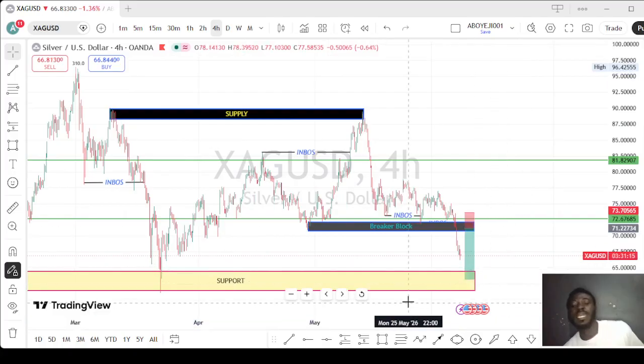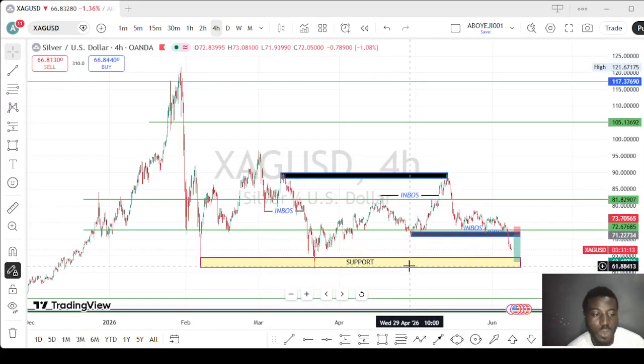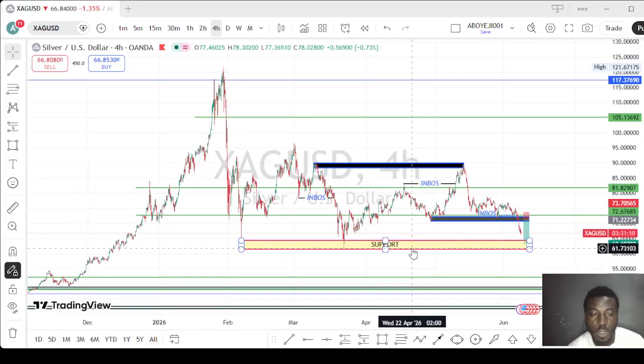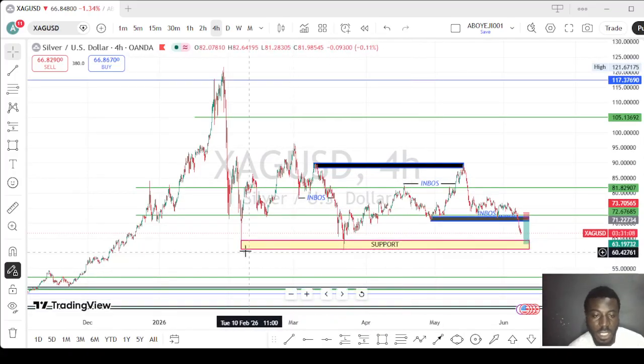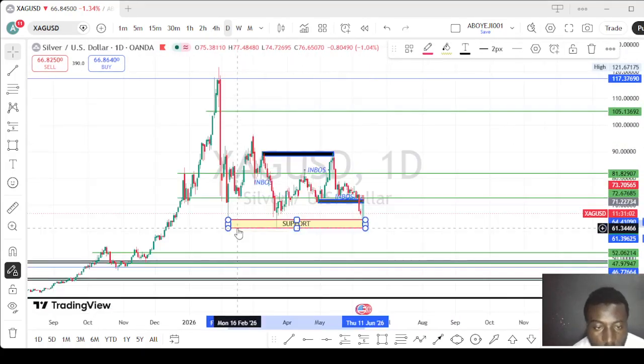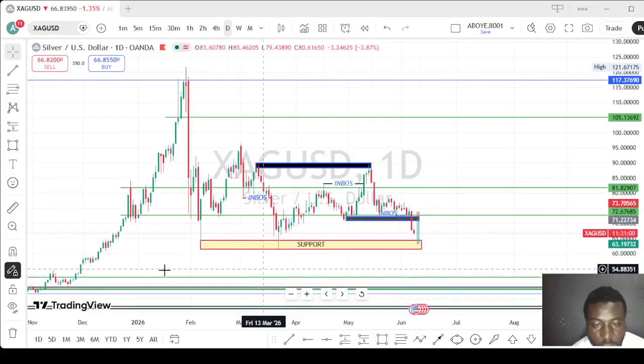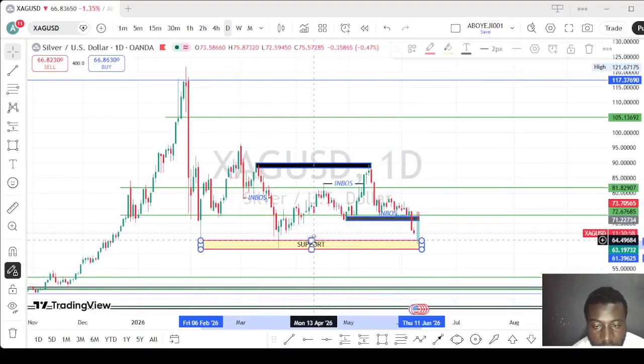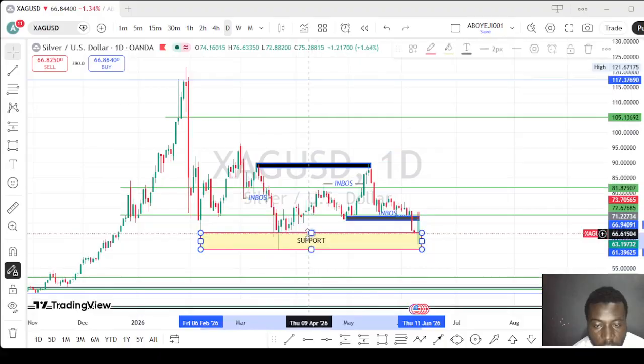So before we sell again, we should be expecting the market to break this support. If the market breaks this support, definitely we are selling again. We are selling and retesting again, because this is what the market gave us on the daily time frame.